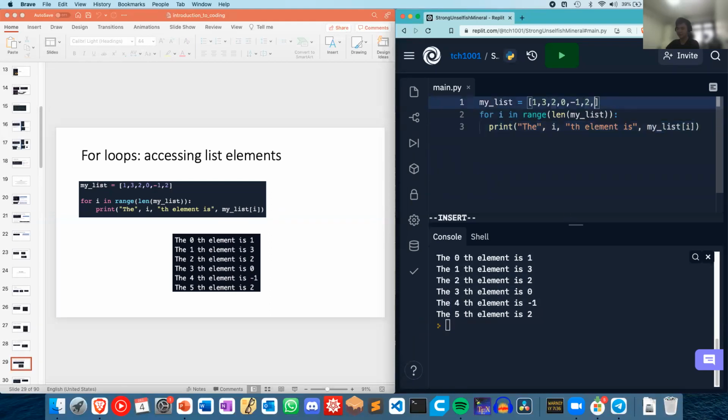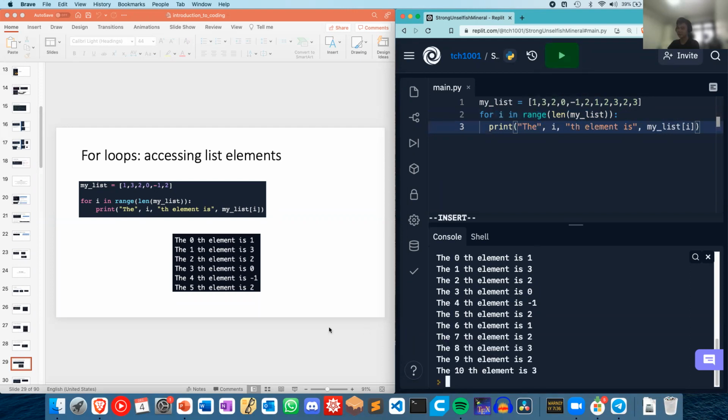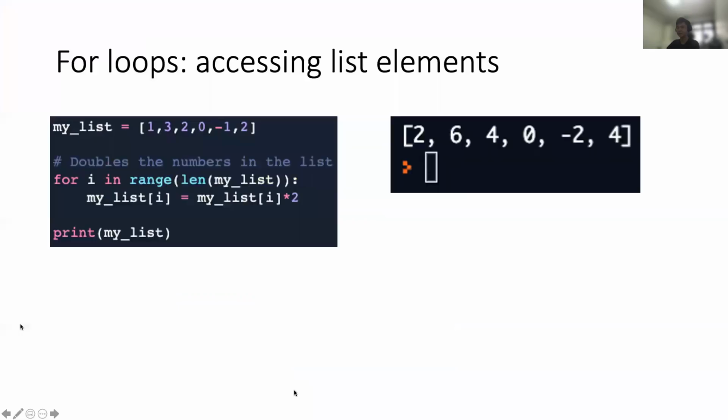And the beauty of this is that I can add as many more elements as I want, and the length of the list will automatically calculate that for me, right? And the for i in range will automatically loop through all the elements in the list. So that's the power of using for loops in conjunction with lists to do certain things.